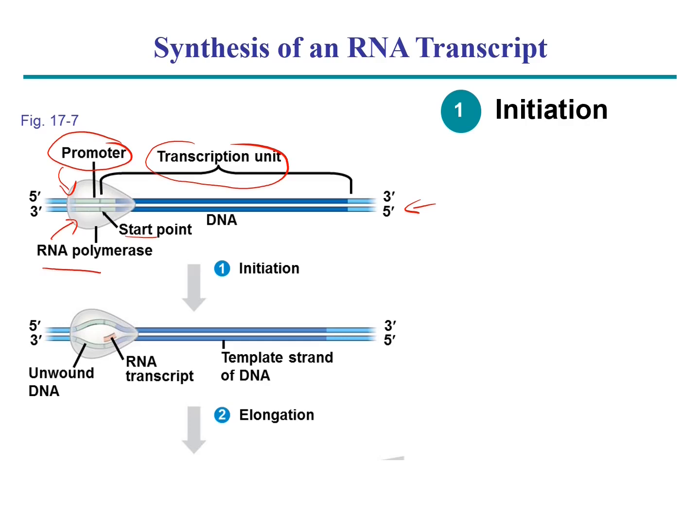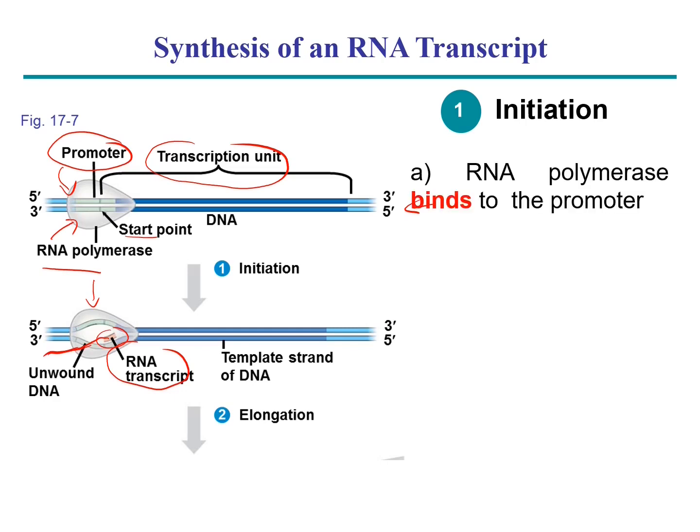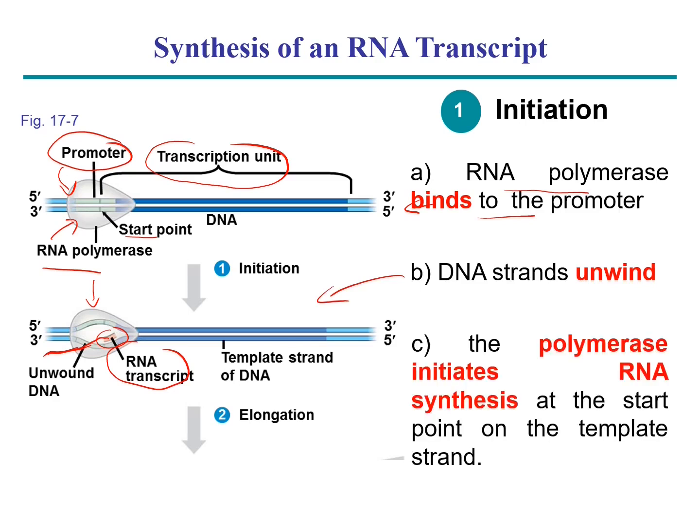Later on, as the DNA unwinds, the RNA polymerase will start synthesizing RNA, and this RNA transcript will start growing. So in the beginning, as I said, the RNA polymerase will bind to the promoter, then the DNA will unwind, as I show you here, and finally the RNA polymerase initiates the synthesis of the transcript.